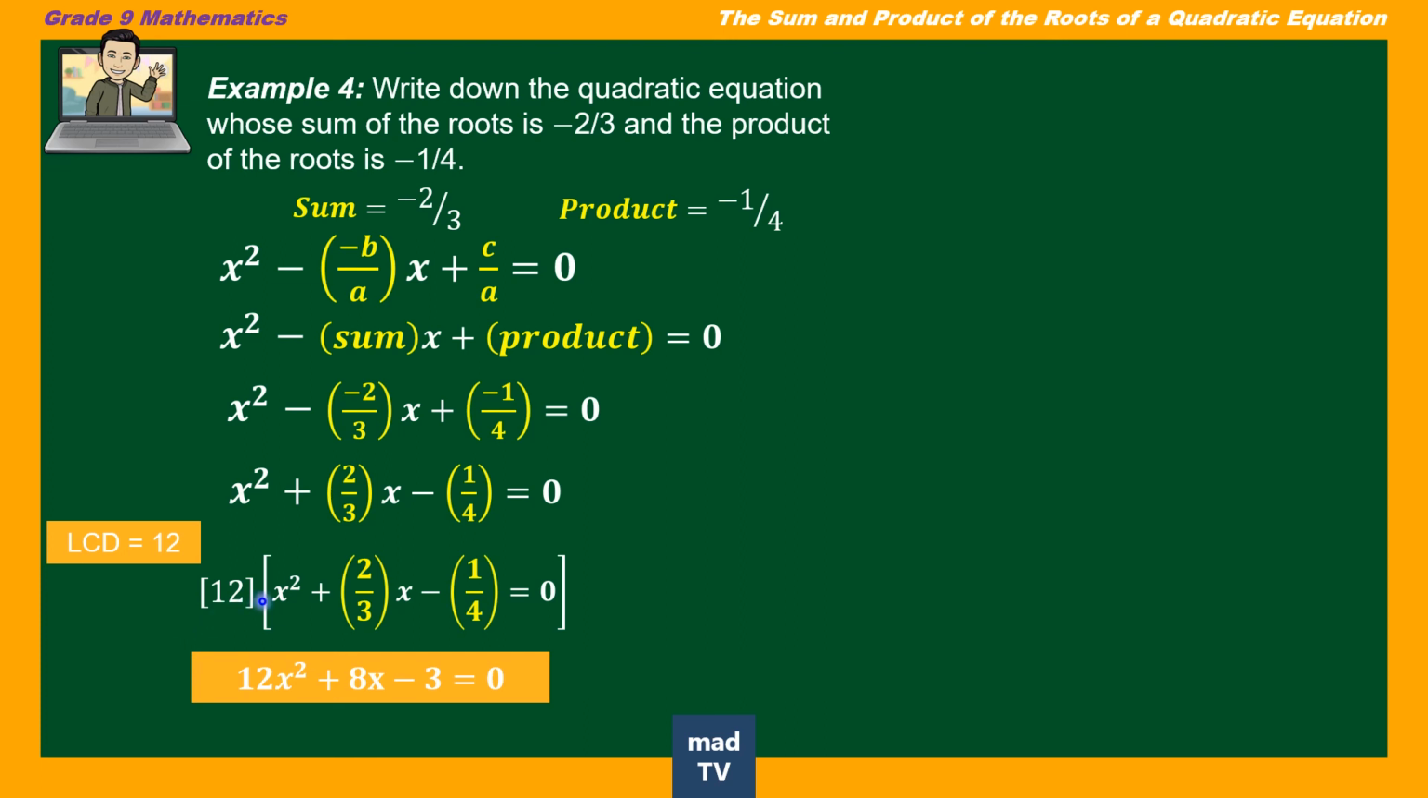12 times x squared is 12x squared. 12 times 2, that is 24, divided by 3, that is 8. Okay? 8x. Then, 12 times 1 is 12 divided by 4 is 3. Then copy the operation. Therefore, the quadratic equation 12x squared plus 8x minus 3 is our answer. This is the equation whose sum is negative 2/3 and whose product is negative 1/4. Sana na nakuha natin ito.